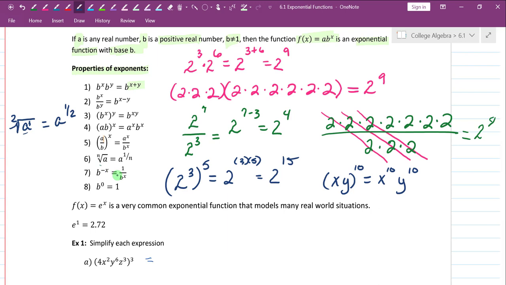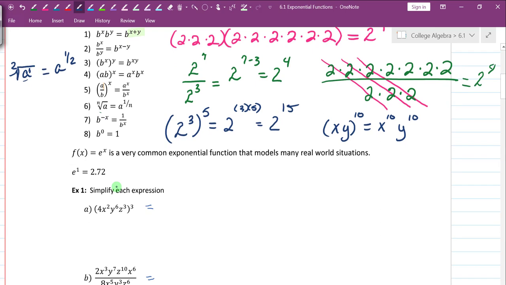Okay. Number 8, anything, I don't care what it is, raised to the 0 power, whether it's 1 million or negative 1 million. If it's raised to the 0 power, it is equal to 1. It doesn't matter how big or how small the number is. Anything raised to the 0 power is always equal to 1.